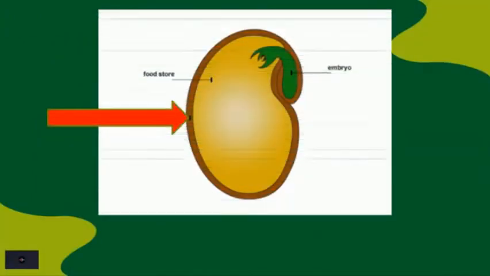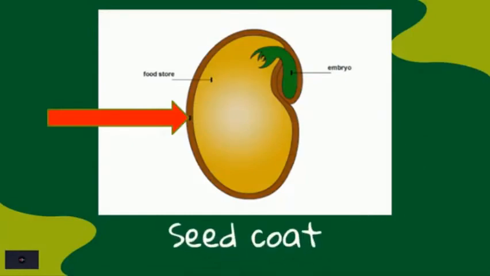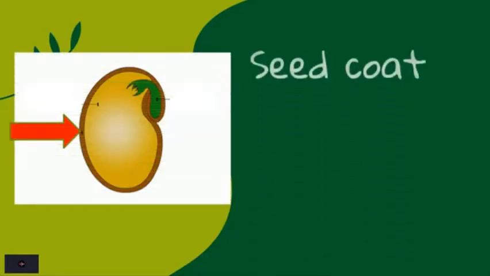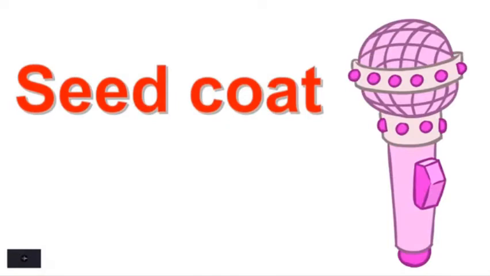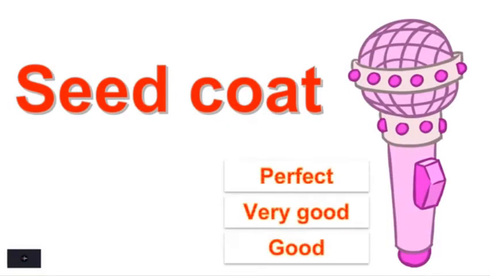Seed coat. This is the seed coat. The function of the seed coat is to protect the seed from physical or temperature-related and water damage. Let us practice the word 3 times. Seed coat. Your turn.